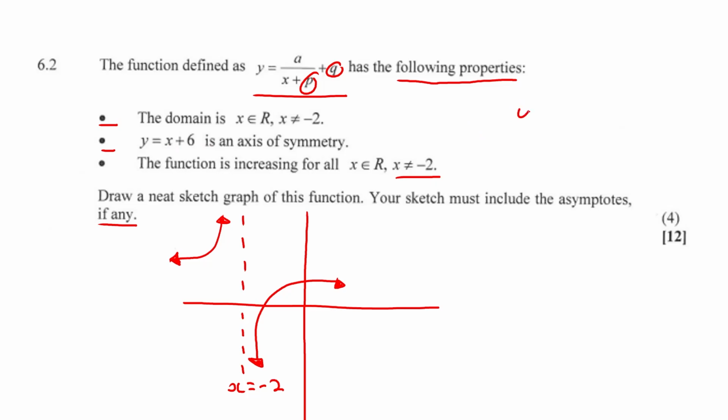So y is equal to x plus 6, right? That is the AOS. That's the axis of symmetry. But how are we going to use the axis of symmetry to get the horizontal asymptote? Well, here's how. We know that the function is increasing for all values x is an element of the reals.